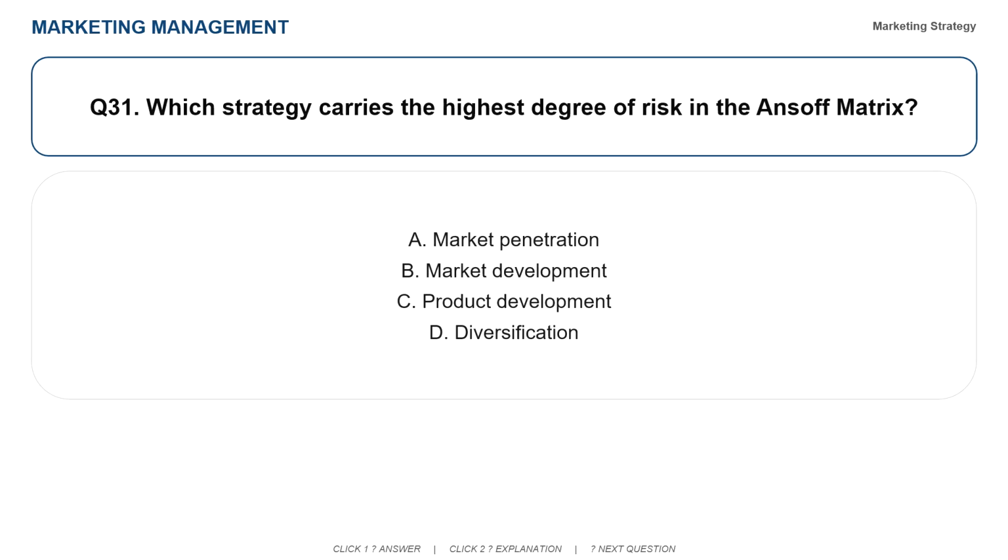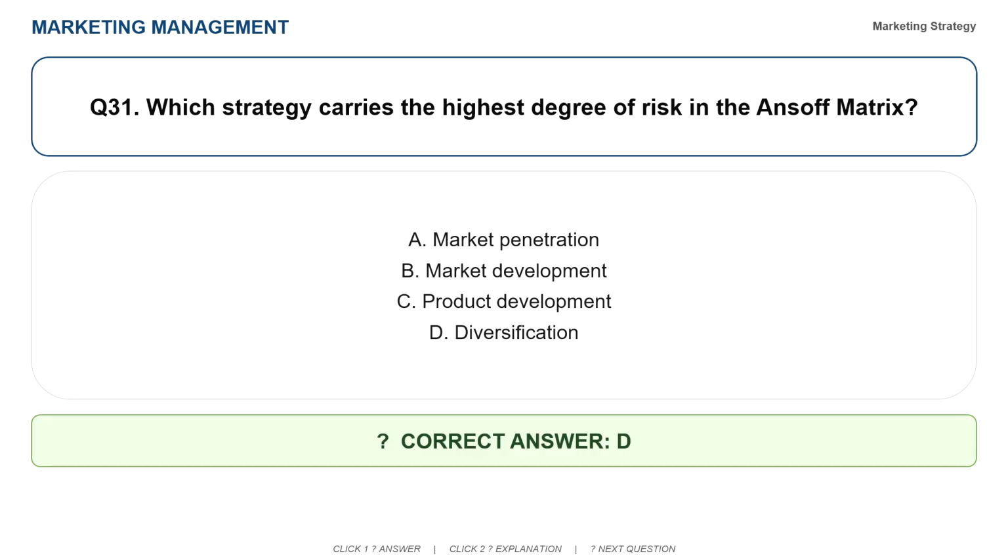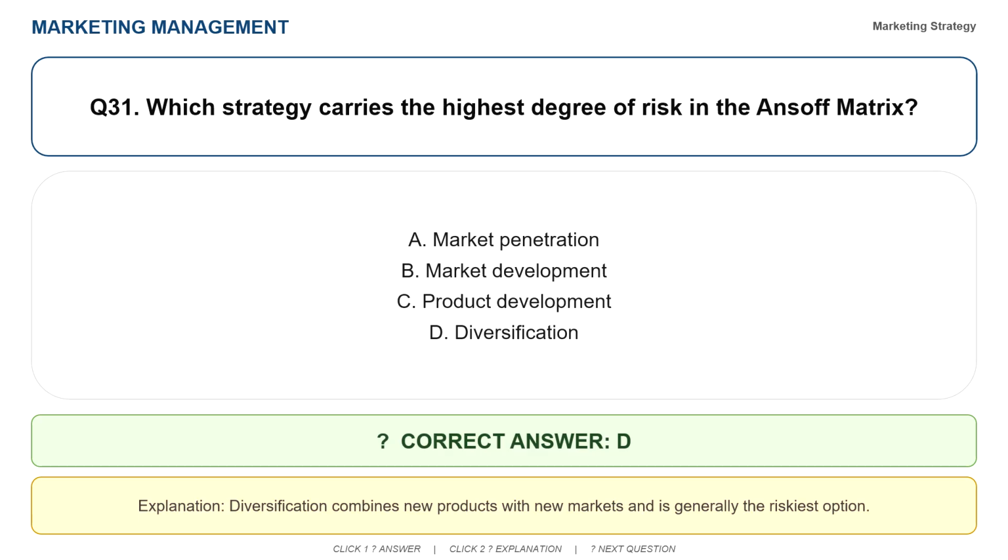Question 31. Which strategy carries the highest degree of risk in the Ansoff matrix? Option A, market penetration. Option B, market development. Option C, product development. Option D, diversification. The correct answer is D. Explanation. Diversification combines new products with new markets and is generally the riskiest option.